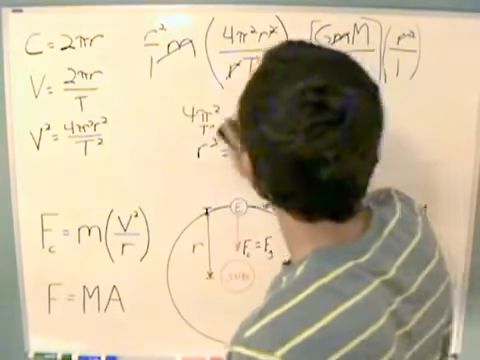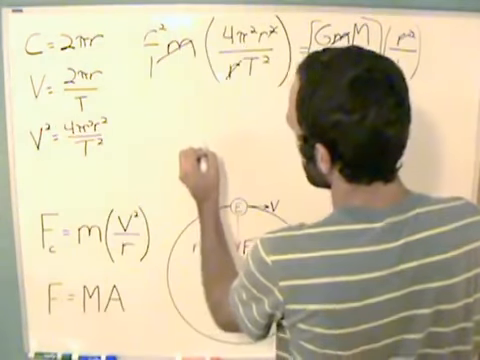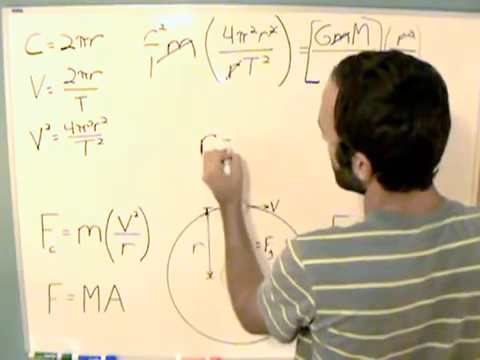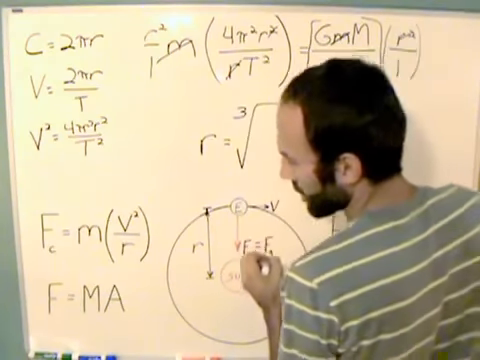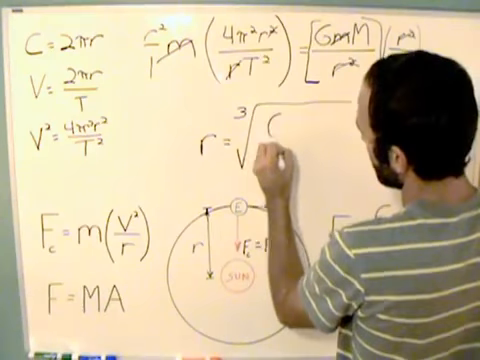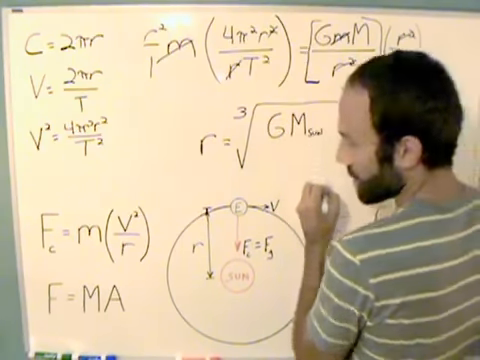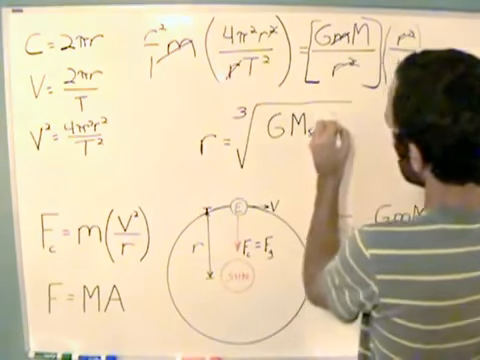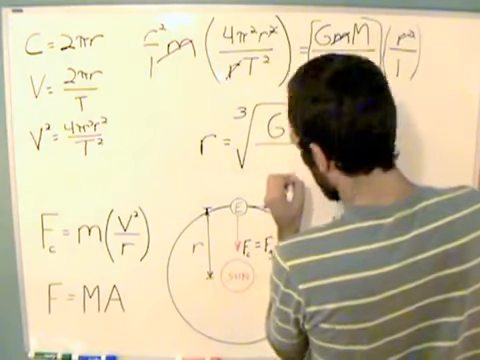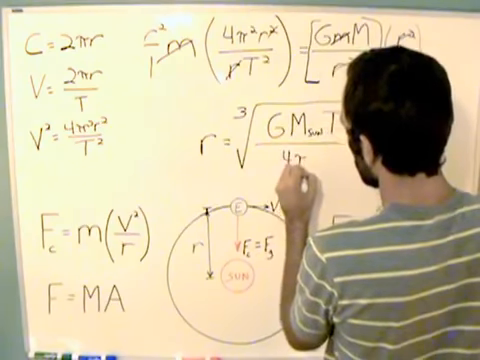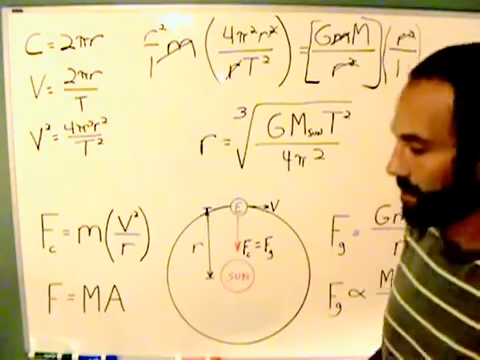What this actually works out to, instead of doing all the algebra for you guys, I've already done it. And if you look this up, this is the period equation. R ends up being, so I'm not boring you with all the algebraic steps, the cube root of the gravitational constant times the mass of the Sun times the period squared over 4 pi squared. Okay? That's what this breaks down to. You can solve for r.